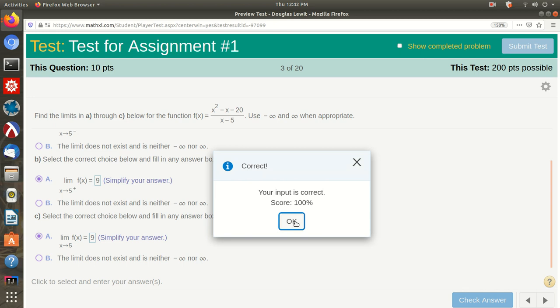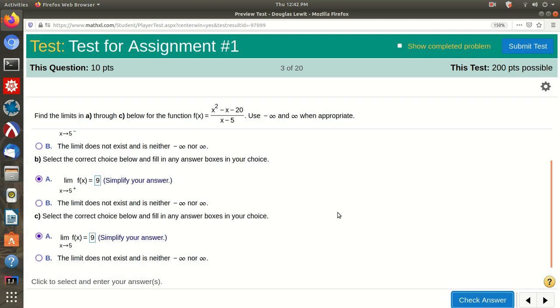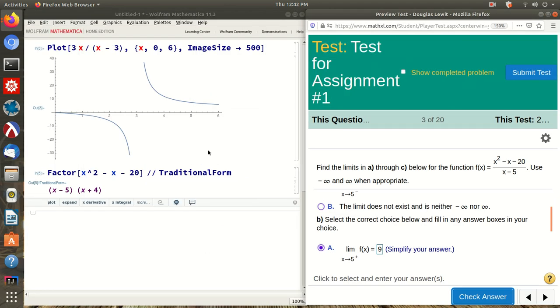Okay, terrific. And the reason we're able to do that is because this function looks almost exactly like y equals x plus 4, or f of x equals x plus 4. The only difference is that when x is 5, the function is not actually defined, but the limit still exists. Okay?